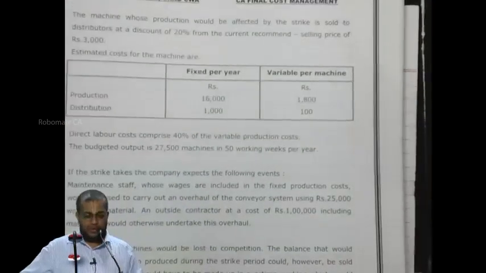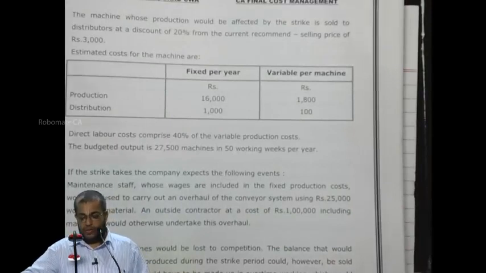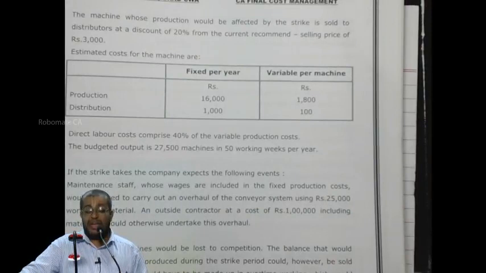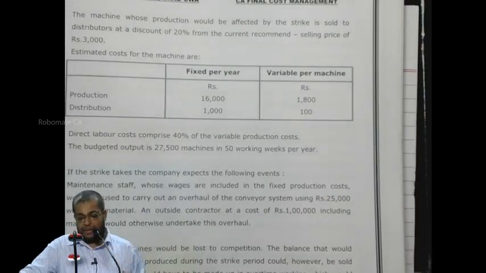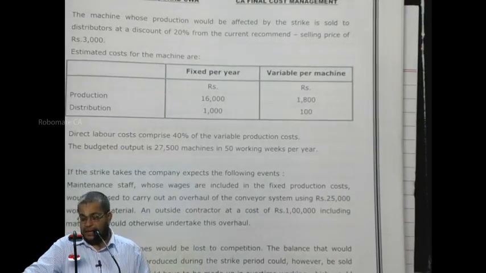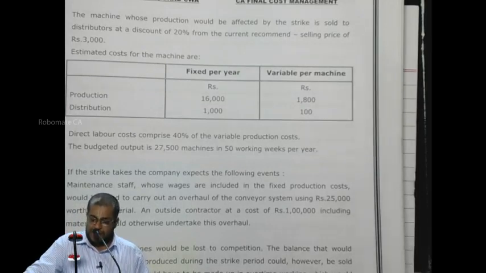The machine whose production would be affected by the strike is sold to distributors at a discount of 20% from the current recommended selling price of 3,000. Estimated costs for the machine are: production cost fixed 16,000, variable 1,800 per machine; distribution cost fixed 1,000, variable 100 per machine.